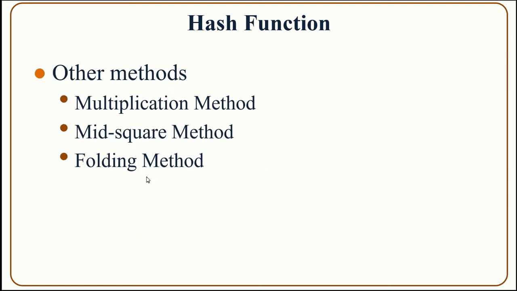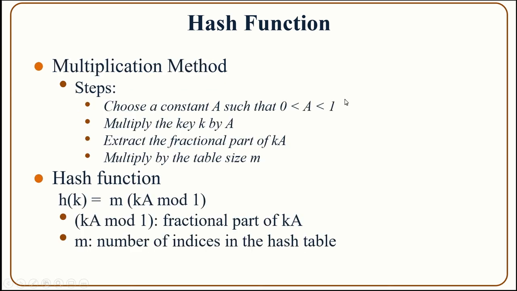In addition to the division method, there are other methods as well, including the multiplication method, the least square method, and the folding method. In the multiplication method, we first choose a constant a, such that a is greater than 0 and less than 1. And then we multiply the key by a. And then we extract the fractional part of k times a. And then multiply by the table size m.